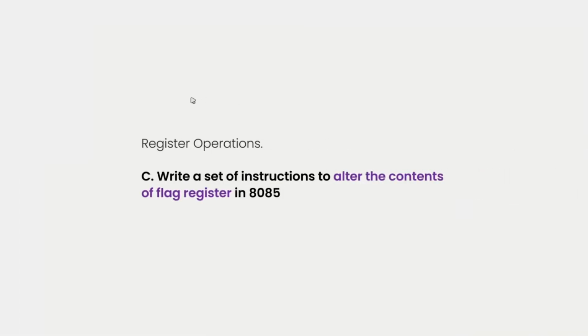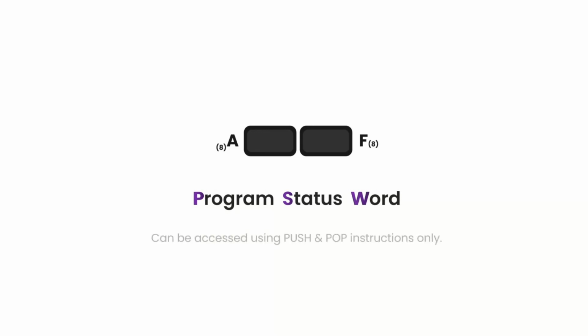In the third question, we have to alter the contents of the flag register. The combination of accumulator and flag register is known as PSW, Program Status Word. The important thing here is that this register pair can only be accessed using push and pop instructions. So, if you are not familiar with these instructions, you can check out the video in the I button.